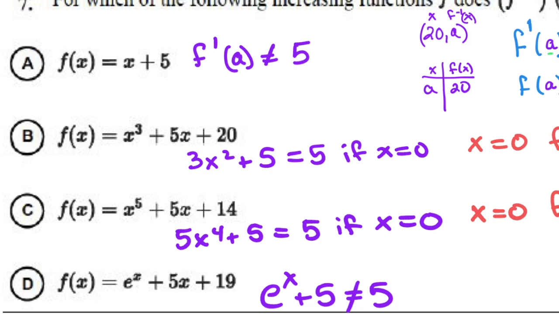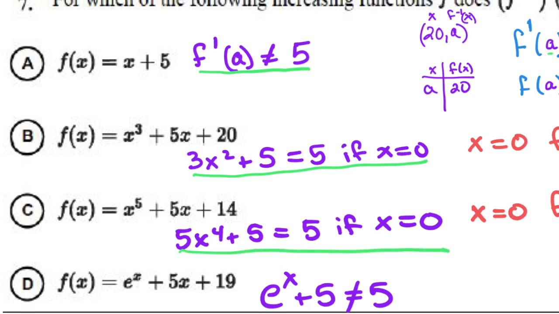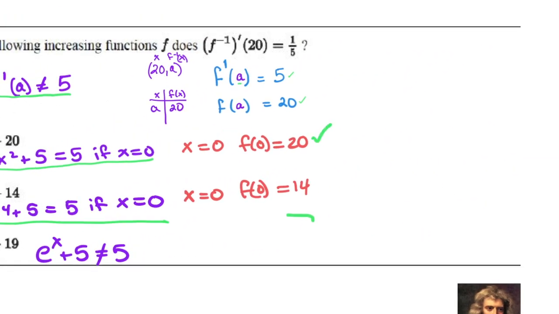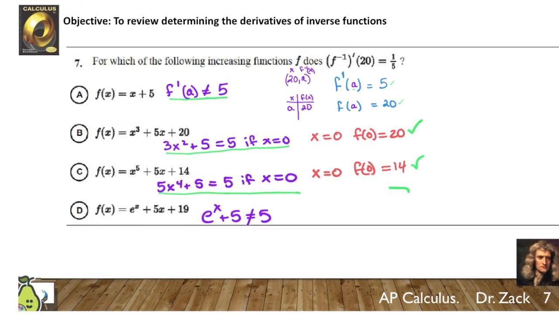The derivative for question A does not equal 5. It does for question B, but only if x is 0. Same thing for option C. D will never equal 5, so that one is not an option. So now let's check what happens when x is 0. For one choice, f at 0 is 20. For the other, when x is 0, f at 0 is 14. So our answer becomes obvious.